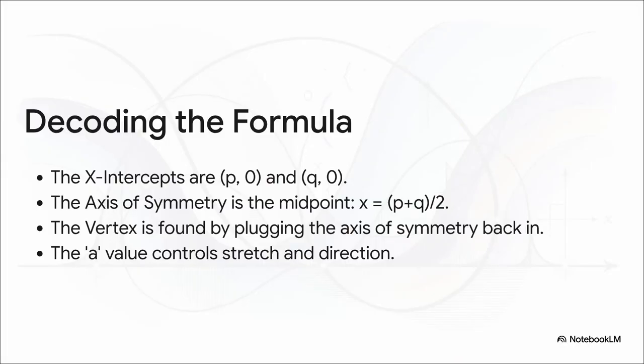Okay, let's break this down. What's so cool here is how it all just flows together. See those p and q values? Boom, those are your x-intercepts, your two ground points. And since every single parabola is perfectly symmetrical, the axis of symmetry, that center line, has to be smack dab in the middle of them. And once you know that center line, you've got the x-coordinate of the vertex. You just plug that number back into the equation to find out how high or low it is. It's such a simple, elegant process.